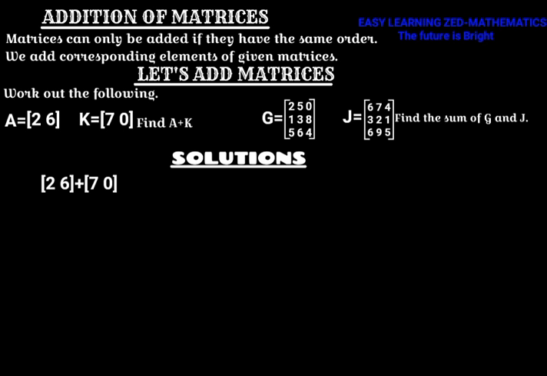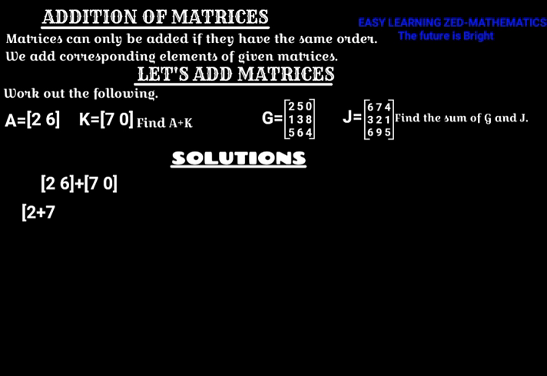Now let's come to finding corresponding elements. Like I said earlier on, if you are not sure on how to write the order of matrices and how to identify corresponding elements, you can still watch the videos. I've put the link in the description box. Corresponding elements are elements that are occupying the same position in different matrices. As you can see, 2 and 7 are occupying the first position in these two matrices. Therefore, they are corresponding.